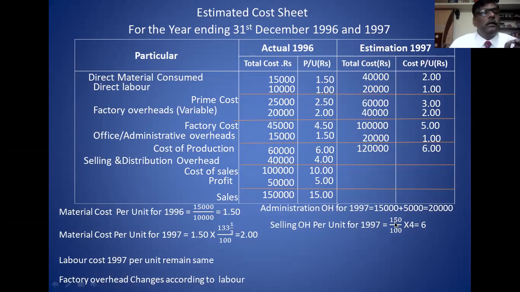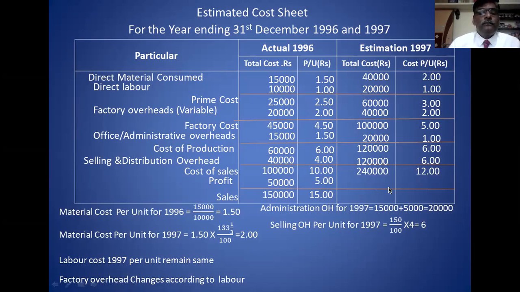As I already explained that clue, if there is an increase, you add to the 100. If there is a decrease, you deduct from the 100 and take it as the numerator while estimating the cost. 4 into 150 divided by 100 is equal to 6 rupees. Therefore, selling and distribution overhead per unit is 6 rupees and multiply by 20,000. It is 1,20,000. Take the total. 2,40,000. 12 rupees.